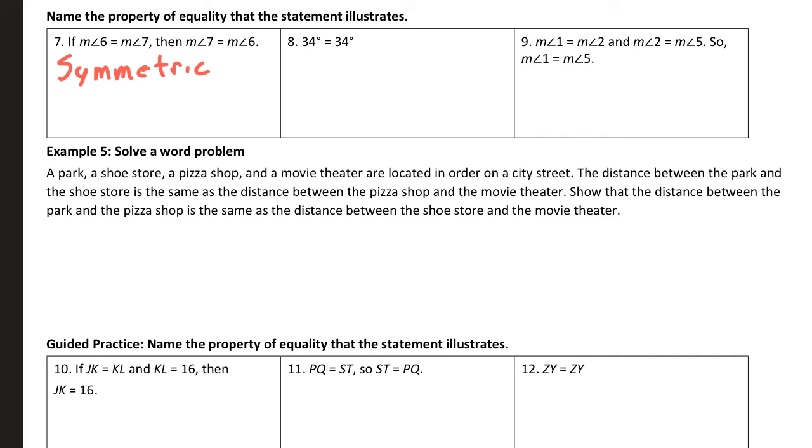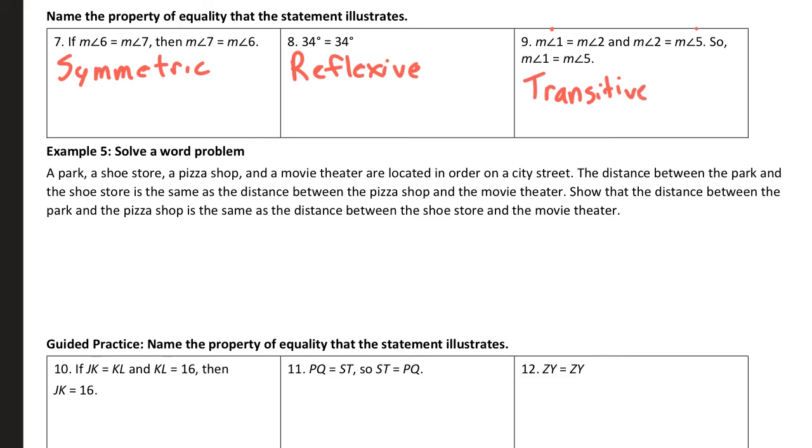Next, 34 degrees is equal to 34 degrees. A value is equal to itself is a reflection of the reflexive property. That's the reflexive property. And then finally, if angle 1 equals angle 2 and angle 2 equals angle 5, that means angle 1 equals angle 5. So that is an example of the transitive property.